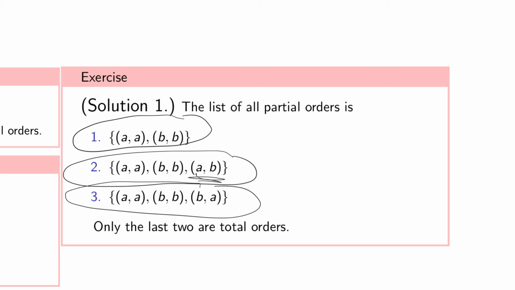Now, which of these are total orders? Well, here there is no comparison between A and B. And so this one is not total, it is only partial, but the other two are total orders.